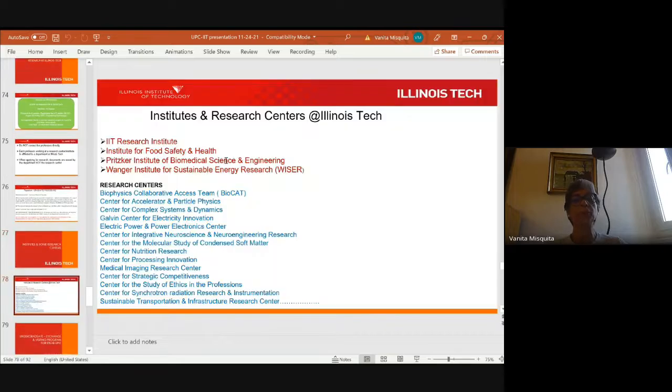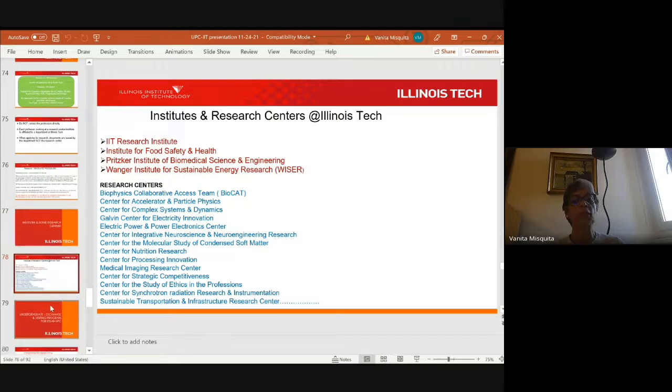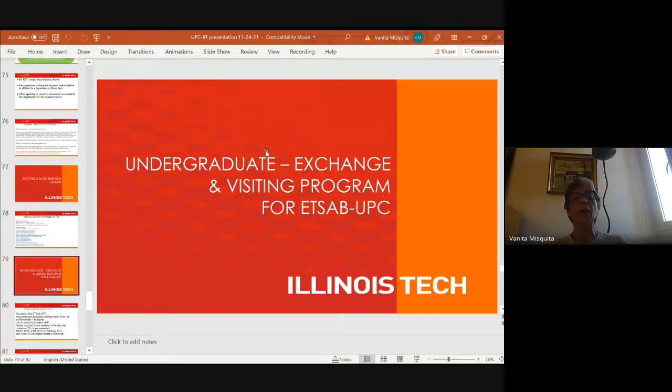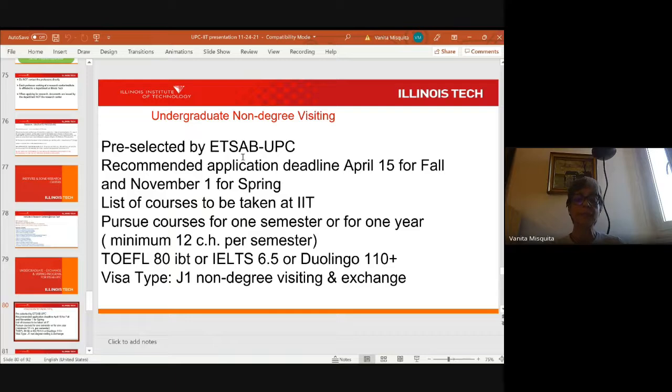Here are some examples of the research centers and what type of research activities there are in each of these research centers. I don't know if there are any undergraduate or bachelor students. For architecture, the School of Architecture, ETSAB, UPC, again, you have to be pre-selected by UPC. Our application deadline is the same, April 15th.